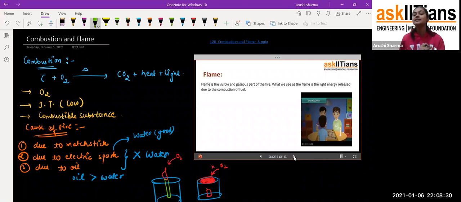Exactly, so that is the flame, students. You can say that flame is the visible or gaseous part of the fire which we can see, and it can light up, it produces light also. Light how?